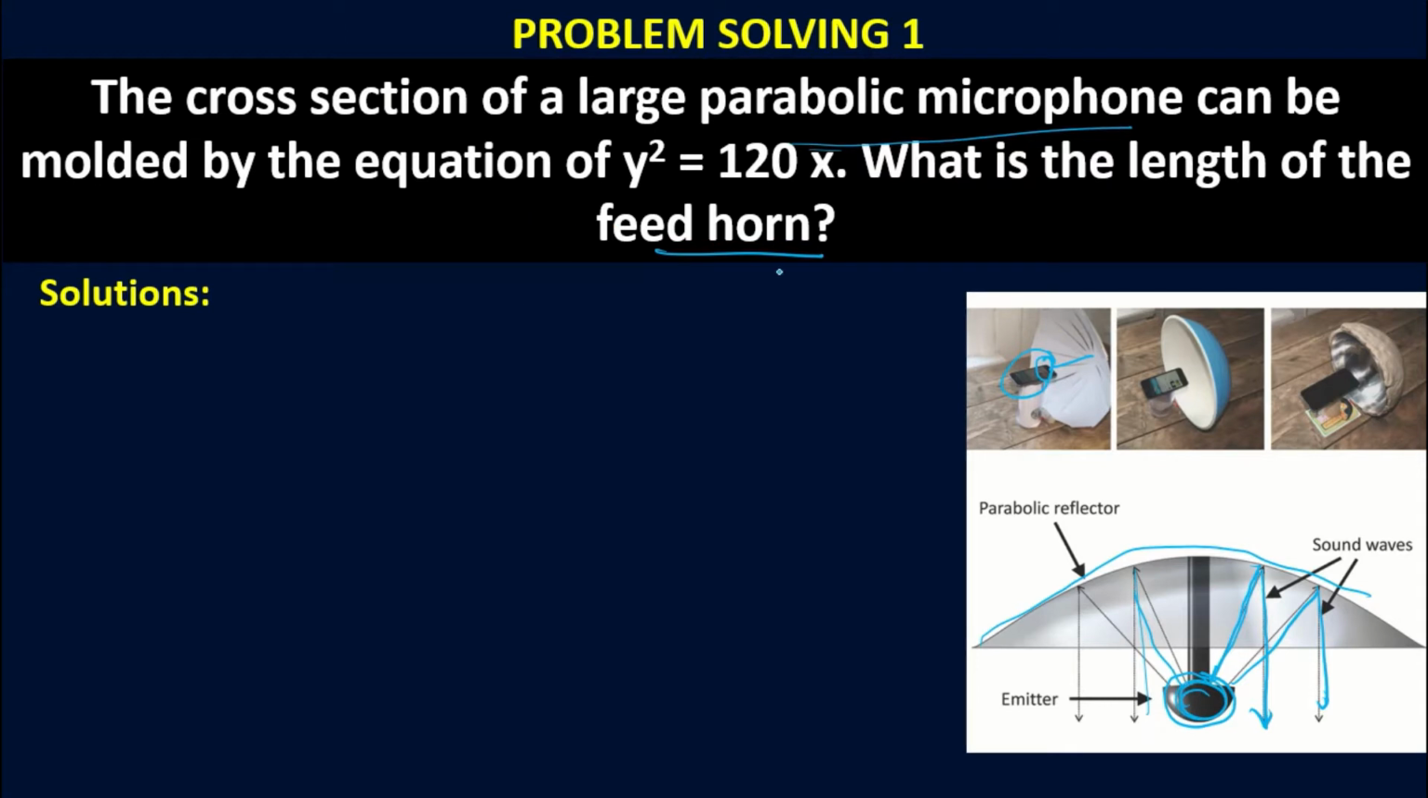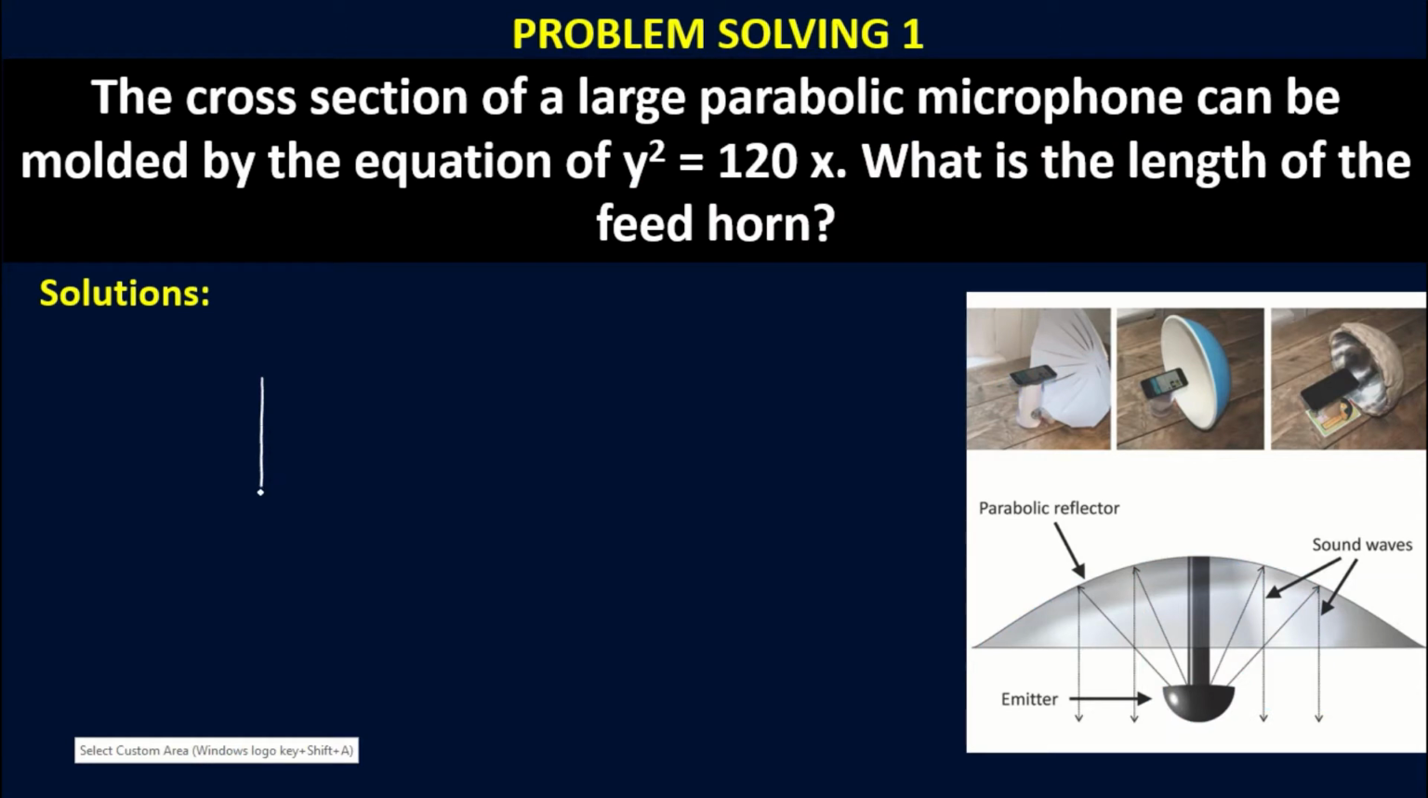So for this example, meron na tayong parabola na ang equation ng parabolang ito is y squared is equal to 120x. So from this equation, alam natin na yung graph natin opens to the right. So for example, we have this y-axis, and then magdodraw din tayo para sa x-axis. Since yung ating equation opens to the right, mag-graph tayo ng parabola in which yung vertex niya ay nasa 0, 0.